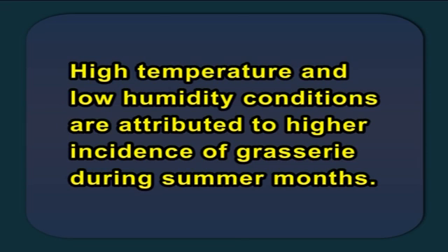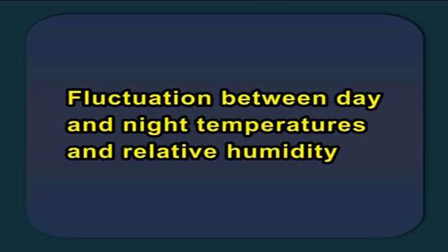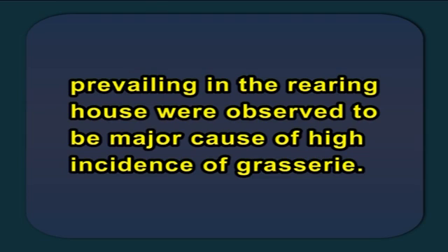High temperature and low humidity conditions are attributed to a higher incidence of grasserie during summer months. Fluctuation between day and night temperatures and relative humidity prevailing in the rearing house were observed to be a major cause of high incidence of grasserie. High temperature and low humidity are stressors which predispose silkworm colonies to grasserie disease.